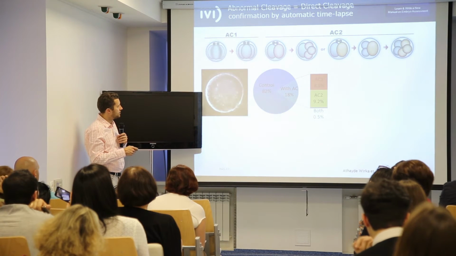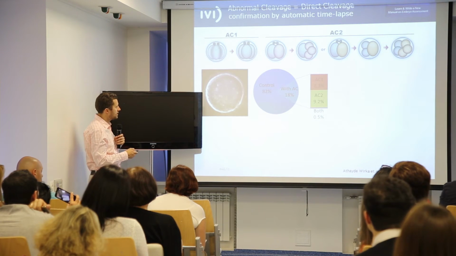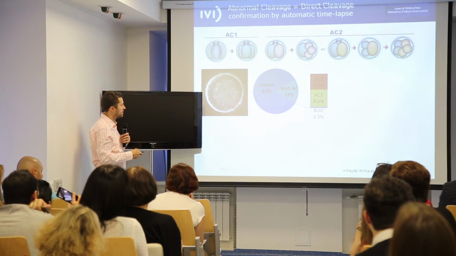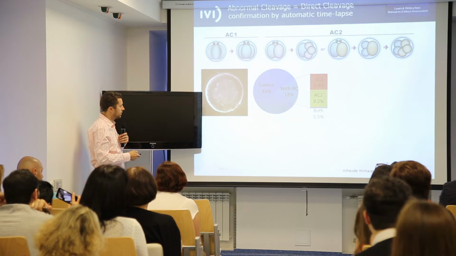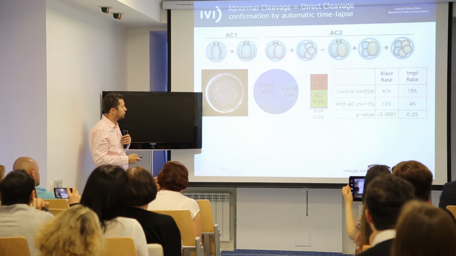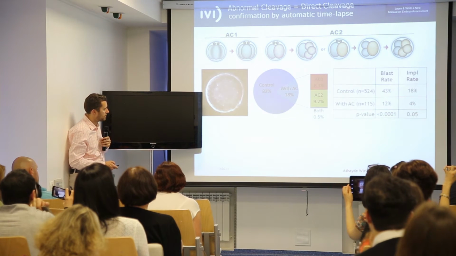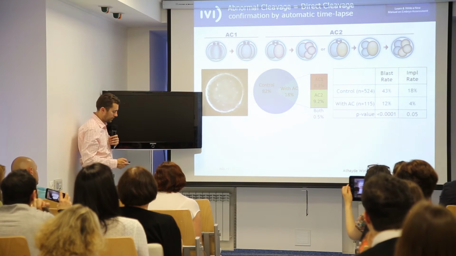So it's like a direct cleavage between 2 and 5. Those are abnormal cleavage. The incidence is around 80% of our embryos. This is the distribution of both. Both cases only 0.5. If you take a look at the blastocyst rate or the implantation rate of those embryos with abnormal cleavage, it is very, very low, below 4%.